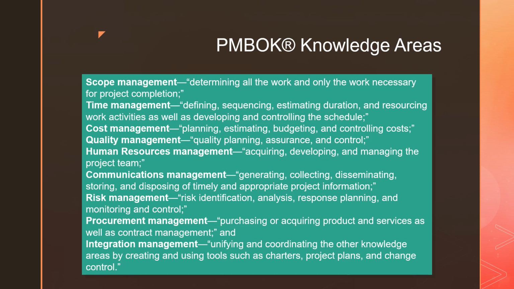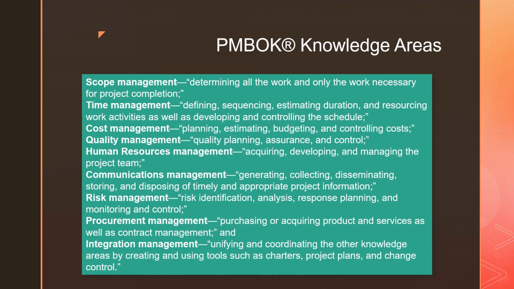Cost management is about planning, estimating, and budgeting the control cost. It's about controlling the cost. Quality management is about quality planning, assurance, and control. Human resource management is about acquiring, developing, and managing the project team. Communication management is about generating, collecting, disseminating, storing, and disposing of timely and appropriate project information.